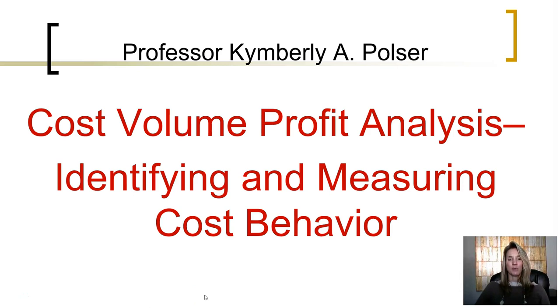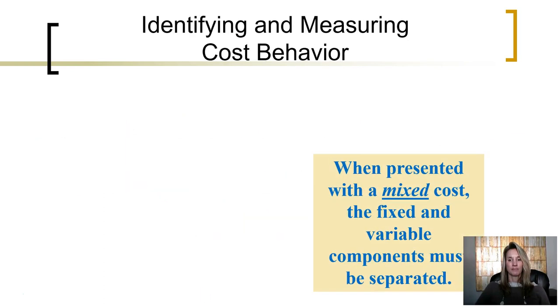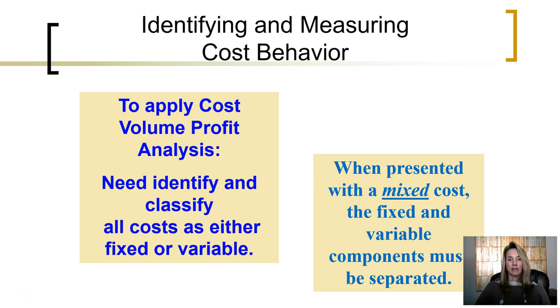In this segment, we will look at the identification and measurement of cost behavior. When we are applying cost volume profit analysis, we're rearranging all of a company's costs, instead of by the product or period type of cost, we're identifying as either variable or fixed. When we are presented with a cost that is mixed, the fixed and variable components must be separated in order to classify all costs as variable and fixed.